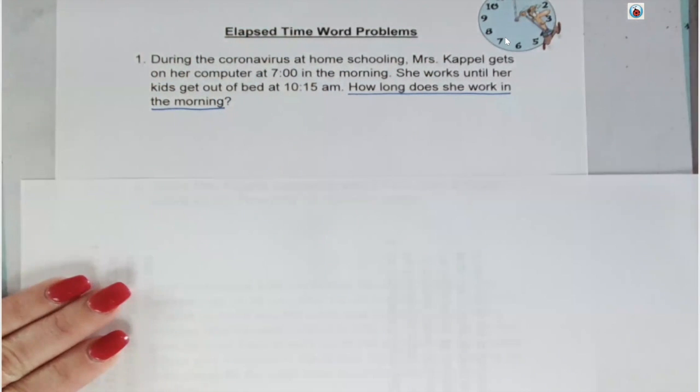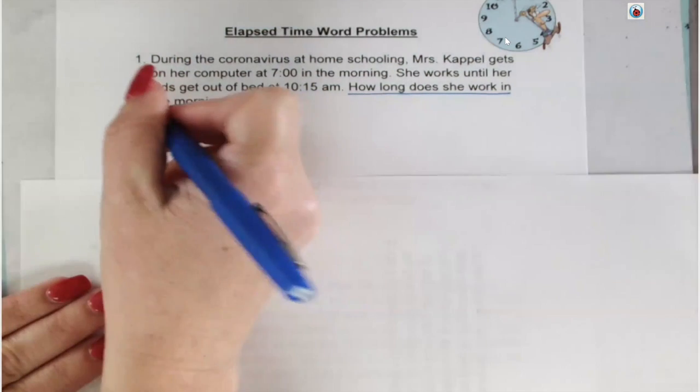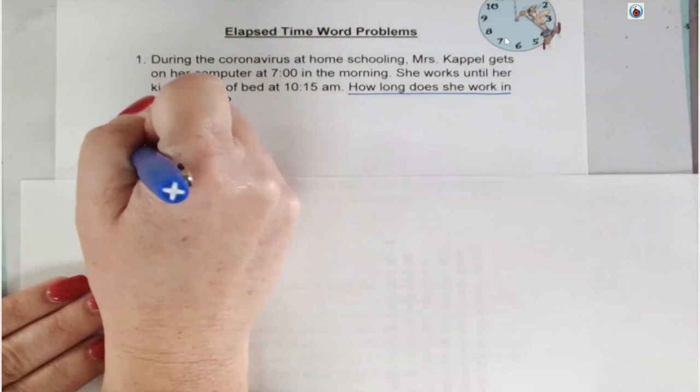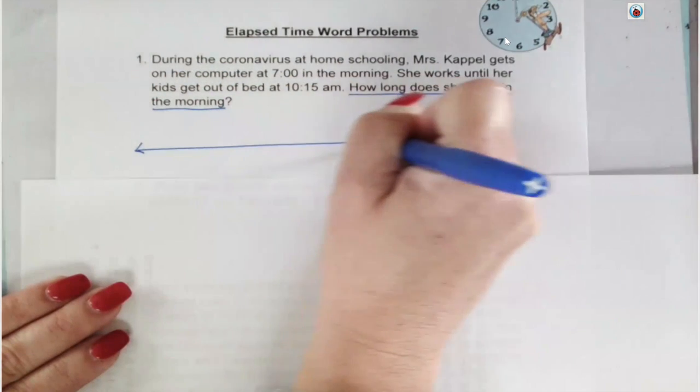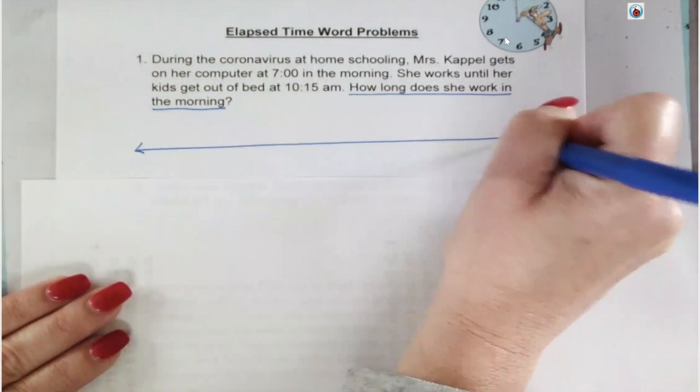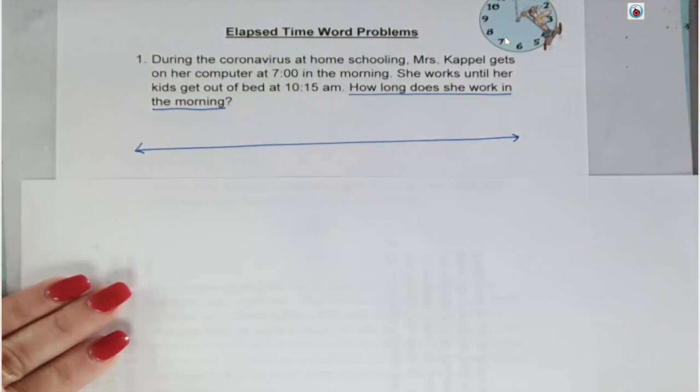So I want kids to find the question and think about what is it that we have to answer. We want to know the period of time Mrs. Capel is working on her computer in the morning. What we want them to do here is draw a number line. So I'm going to draw my number line and I'm going to put my arrows moving in both directions. And I'm going to look at the information I know. I know what time she starts and I know what time she ends.